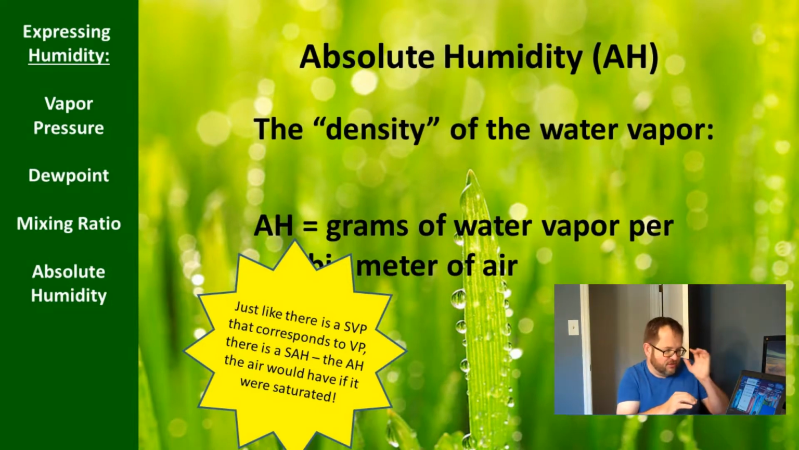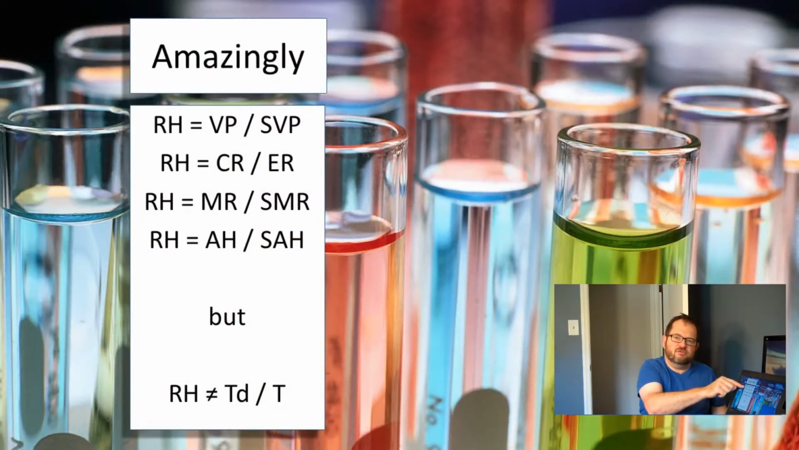And in fact, there's a pattern to all of this. Just like we saw relative humidity was the vapor pressure divided by the saturation vapor pressure, and astonishingly also the condensation rate divided by the evaporation rate. That's what CR and ER are here.